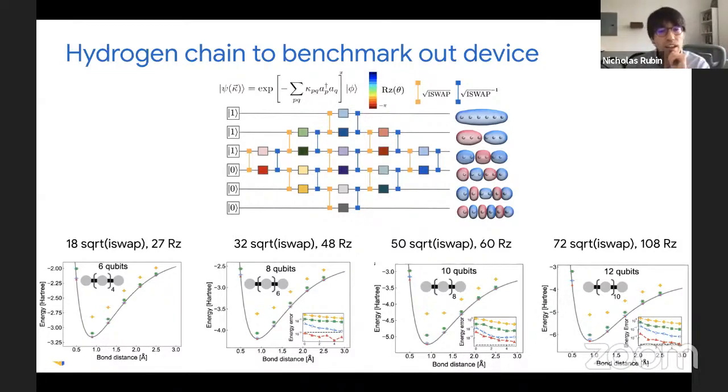And so for 6 and 8, we actually are getting below chemical accuracy for this particular system. And for 10 and 12, we're just about reaching it, but not quite there. And so this is actually why we don't go beyond 12 qubits, because the goal is to actually simulate something close to chemical accuracy.